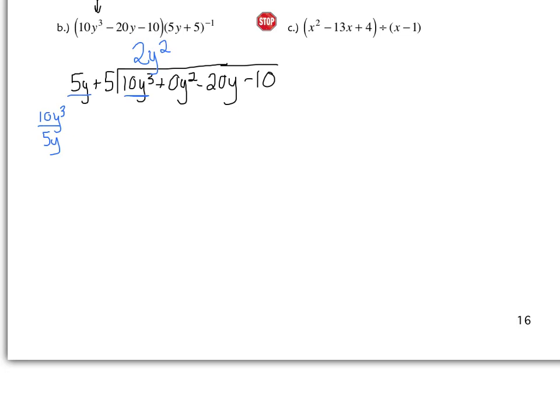Next step, you take this number up top and you multiply it by the divisor. So 2y squared is going to get multiplied by 5y plus 5. So we're going to get 10y to the third plus 10y squared. Next step, subtract. And we will get 10y to the third minus 10y to the third cancels out. That's good. That means we did it correctly. And then 0y squared minus 10y squared is negative 10y squared.